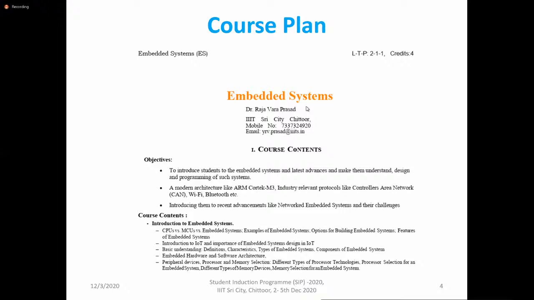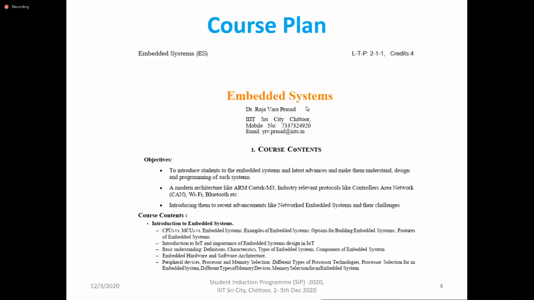Rajan sir has already given you the understanding of what credit systems are. This course is for 4 credits. You can see the 4 credits are divided into 2 1 1. L stands for lecture hours, so 2 lecture hours in a week. T stands for tutorial. And P stands for the practical part of it, a lab component. One lab will typically be for 3 hours. So this is the distribution of this course.